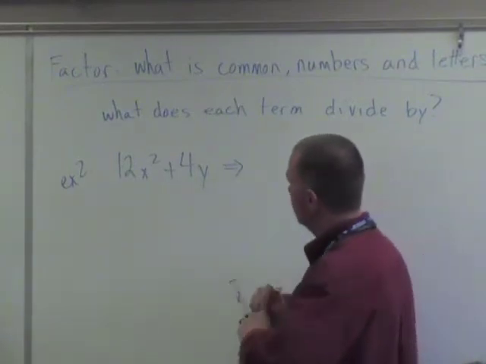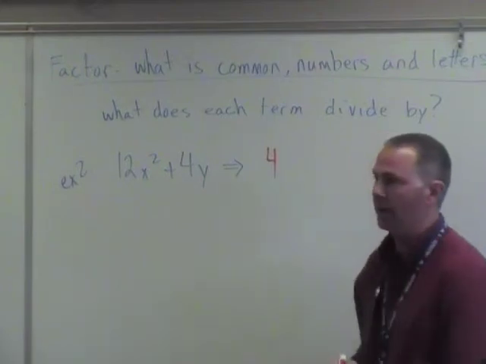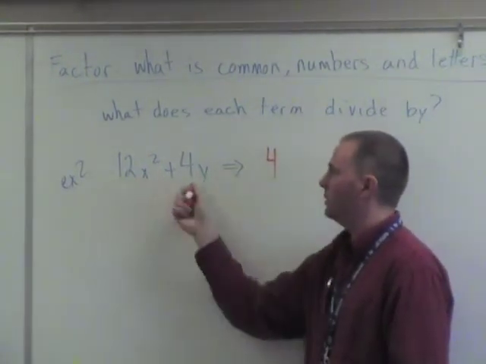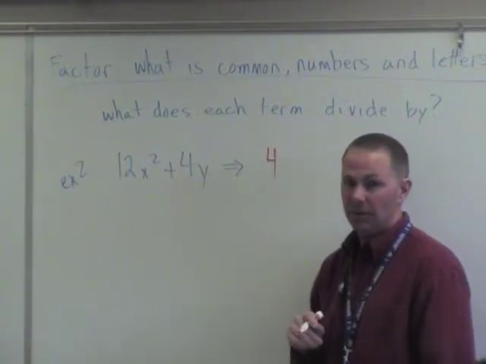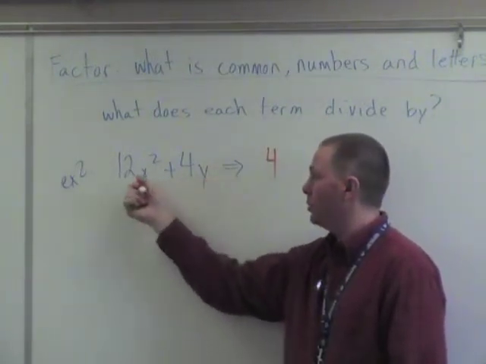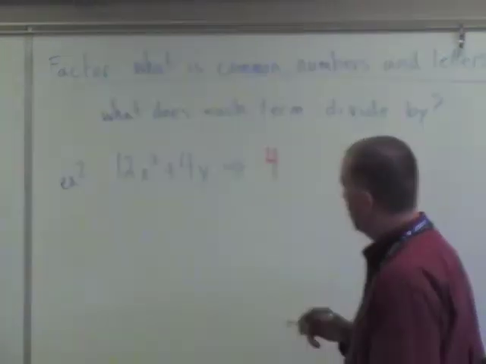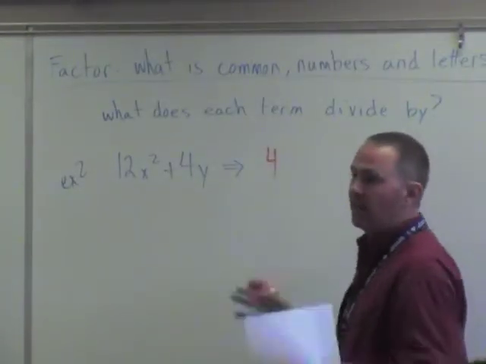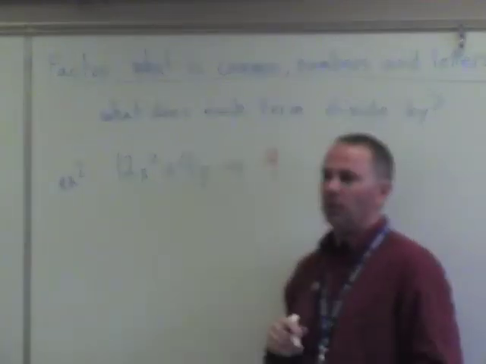Luke? Just 4, no letters. Yeah, so 4 is the greatest common factor. I can divide both of these by 4. I can't divide by 6. Everybody get that? It's the greatest number that will go into both, and also the letter. There's no common letters. So 4 is the greatest common factor. Now, I'm not going to stop there. If they just ask for the greatest common factor, that would be your answer and you can stop.